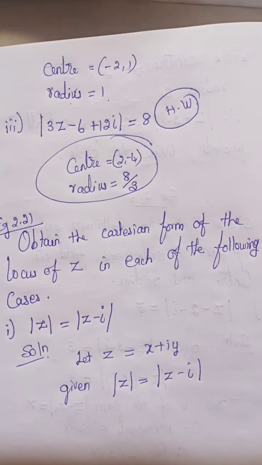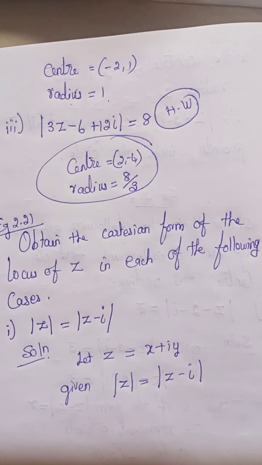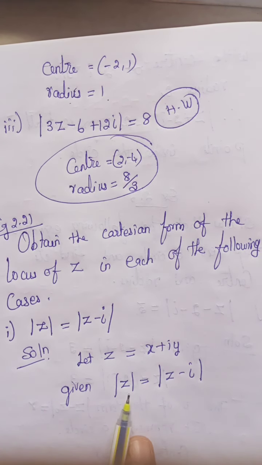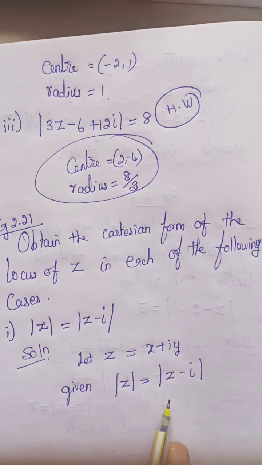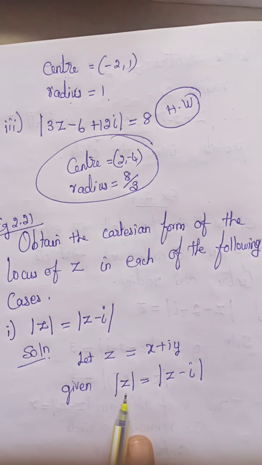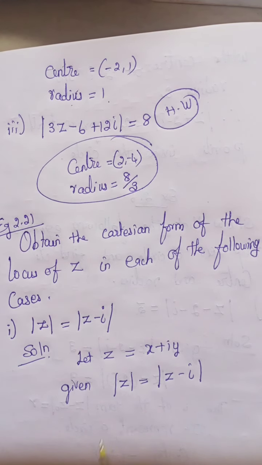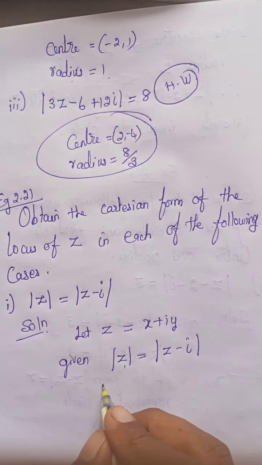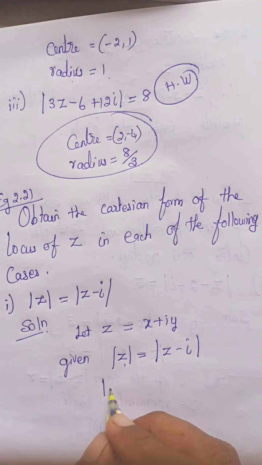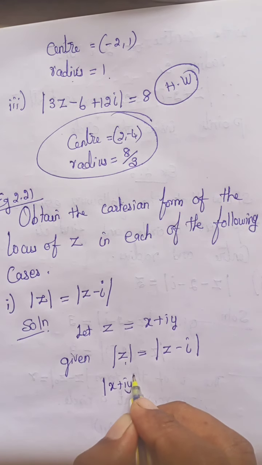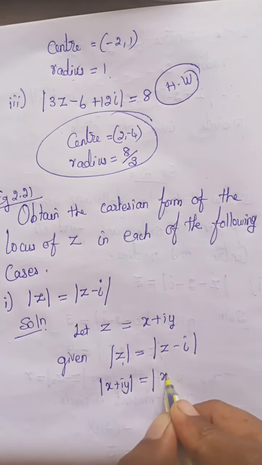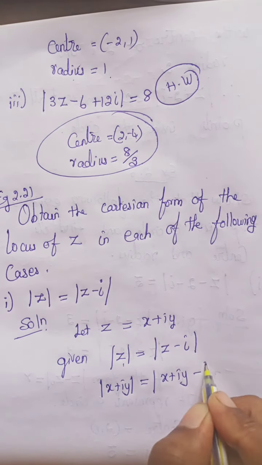Now, given modulus z is equal to modulus z minus i. This is very simple. We have to substitute the value of z in the given condition. If you want to simplify, then find out the modulus value. After finding the modulus value, if there is a square root, you have to square on both sides. Then simplify, you will get the answer. Okay, simple question only. So this is the given condition. We can substitute the value of z. This is modulus x plus iy equal to modulus x plus iy minus i.